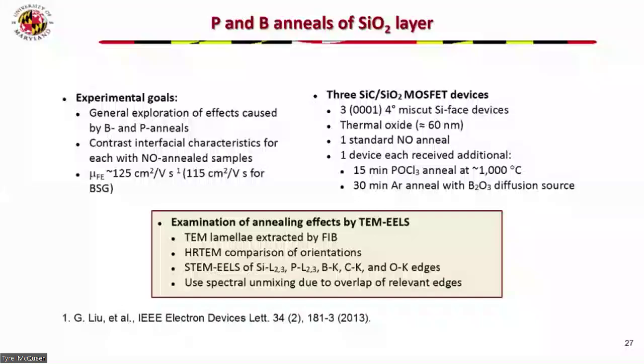So now let me just mention something about the samples that were annealed under phosphorus or boron. So it was phosphorus oxychloride annealed at 1,000 degrees after, of course, the thermal oxide growth. So this was about 60 nanometers of growth. And then also the samples were annealed under boron oxide with an argon gas atmosphere. And again, we did a TEM.